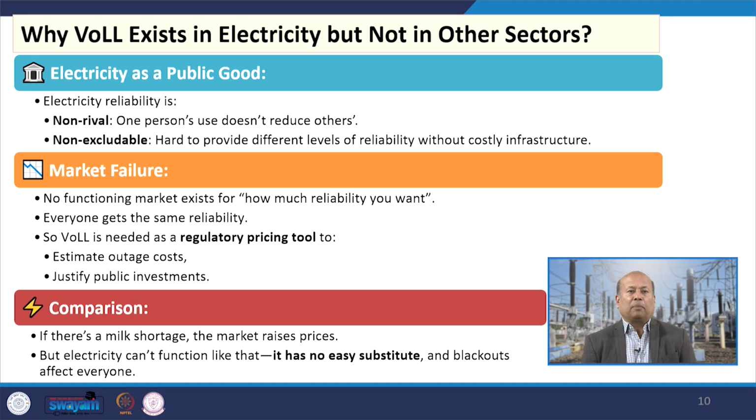Now, electricity as a public good: electricity reliability is non-rival. One person's use does not reduce others'. It is also non-excludable, so it is hard to provide different levels of reliability without costly infrastructure. The market failure occurs because no functioning market exists for how much reliability you want. No market can ask what level of reliability you are looking for. So we don't have a market of that structure as of today.